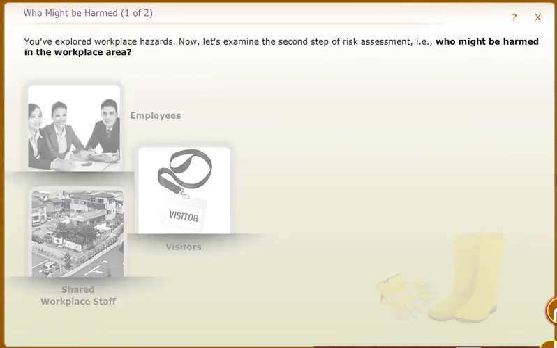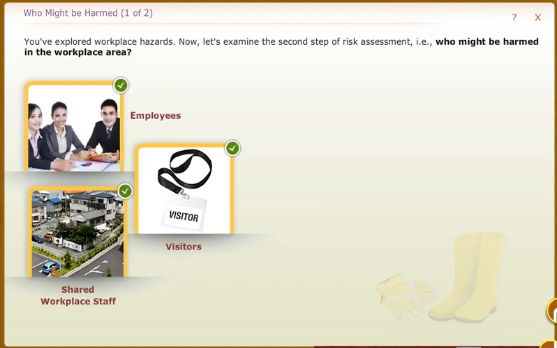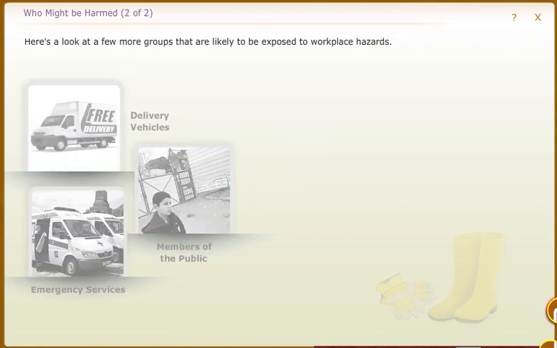You've explored workplace hazards. Now, let's examine the second step of risk assessment, that is, who might be harmed in the workplace area. Here's a look at a few more groups that are likely to be exposed to workplace hazards.